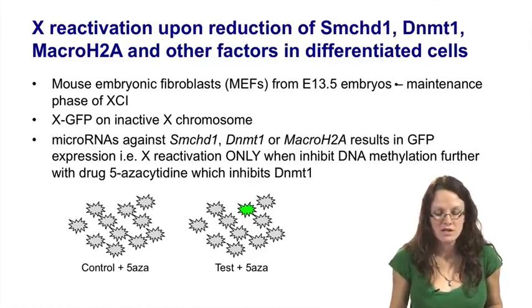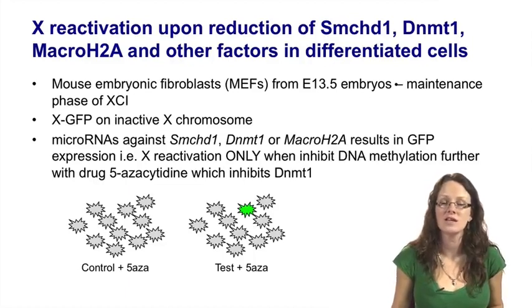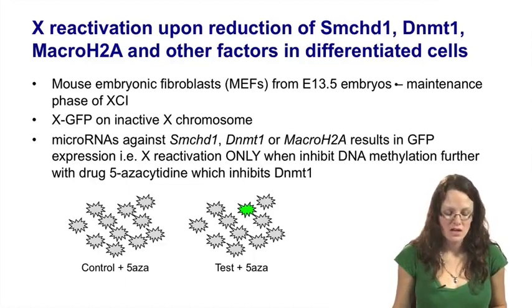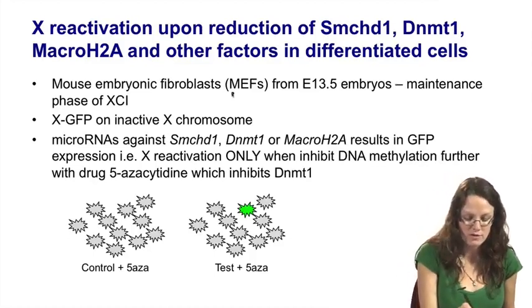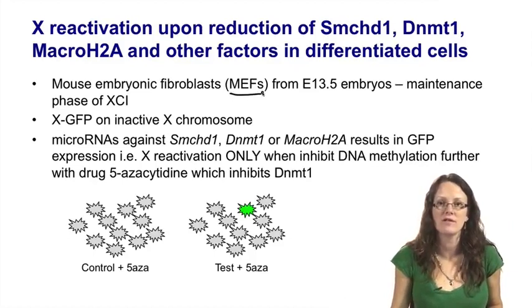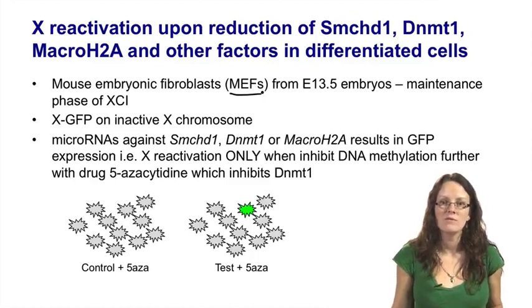And this has indeed been done not only for Smchd1 but also for DNMT1 and macroH2A, that histone variant that is enriched on the inactive X chromosome, among other genes as well. So here, fibroblasts are made, mouse embryonic fibroblasts, which are commonly called MEFs. These are made from mid-gestation embryos, E13.5 embryos. And remember, at embryonic day 13.5 in the mouse, you're well and truly just into this maintenance phase of X inactivation. X inactivation had been fully established several days earlier in development.